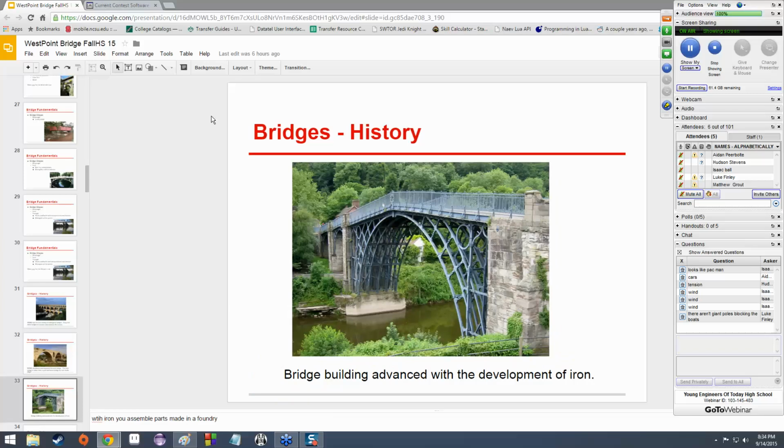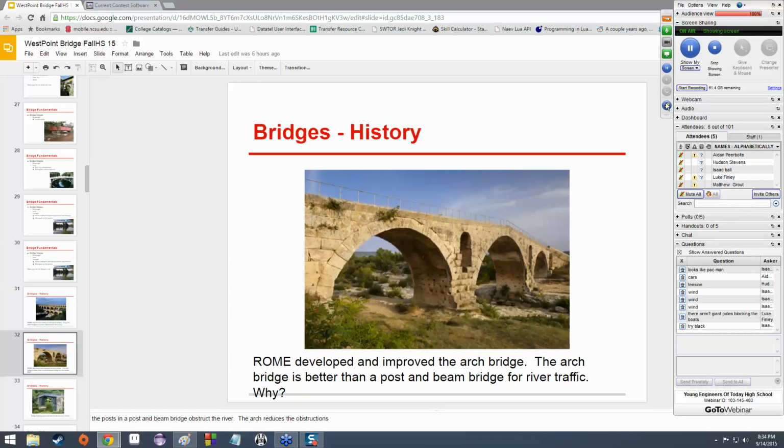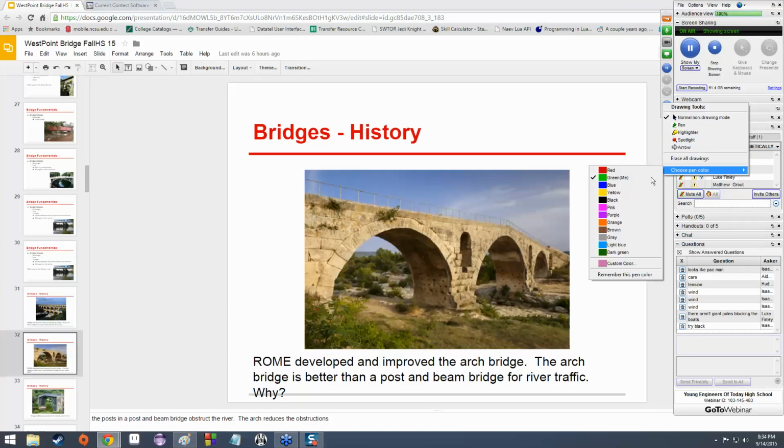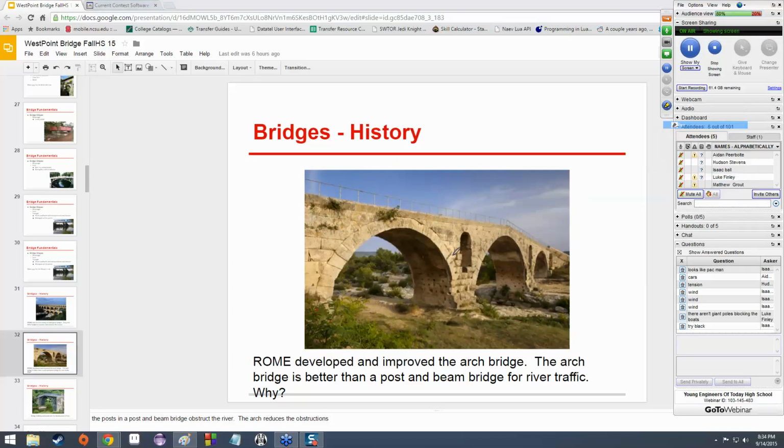Bridge building actually advanced greatly with the development of iron. I've tried that before, and I think what it is, yeah, it's not quite black enough. I don't know, I guess it depends on the picture quality after it comes through, but as you can see, the text is actually still more black than the black marker. But that is a good suggestion.